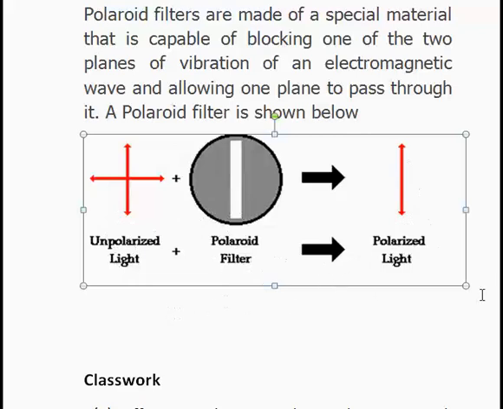Basically I told you that transverse waves are waves that undergo polarization, and we know that all the electromagnetic waves are transverse waves. So that is why polarization is common with light waves, okay? Light being an electromagnetic wave. So these are the different classifications of waves, okay?